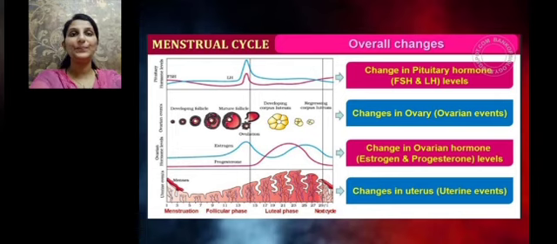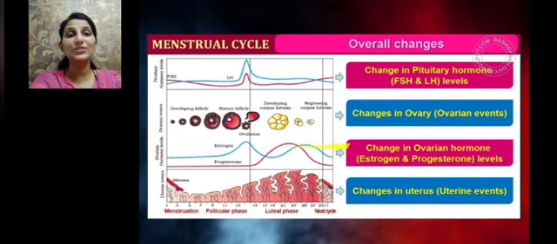In this figure, we can see the levels of the pituitary hormones. Which are the pituitary hormones? The FSH and LH. We can see the levels of the pituitary hormones go high at the mid of the menstrual cycle, that is the ovulatory phase, during which the LH surge takes place and ovulation is occurring.